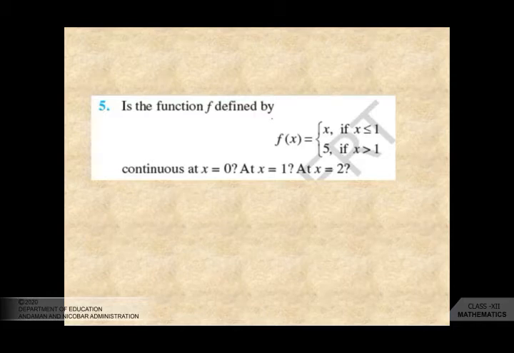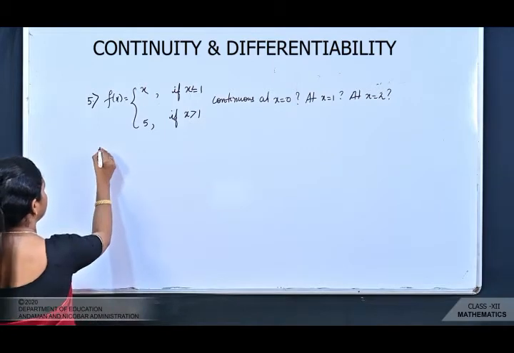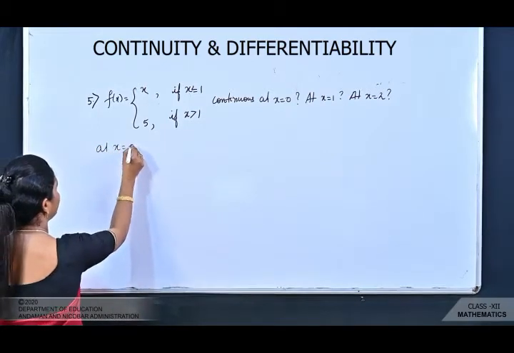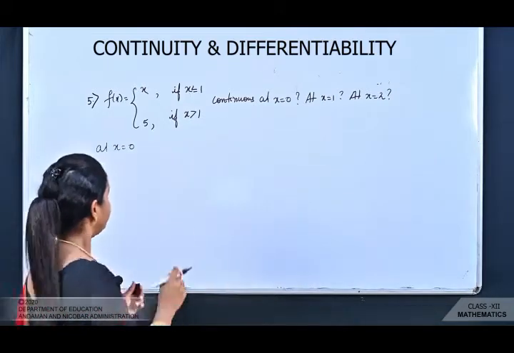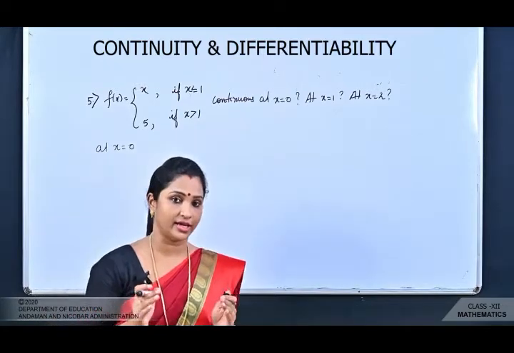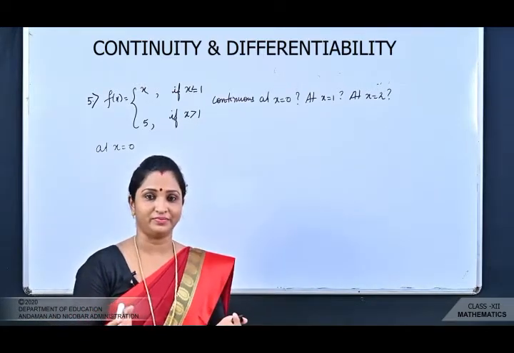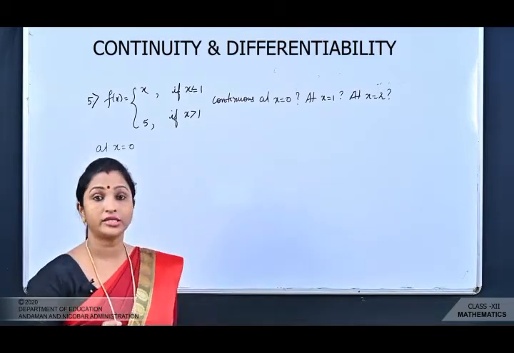f(x) is equal to x if x is less than or equal to 1, and 5 if x is greater than 1. It is continuous at x is equal to 0, at x is equal to 1 and x is equal to 2. So we will take all the three conditions separately. First we will see at x is equal to 0 whether the function is continuous or not. When the point is given to you, it's very simple. आपको पॉइंट दे दिया, you only have to find out at x is equal to 0 whether the function is continuous or not.